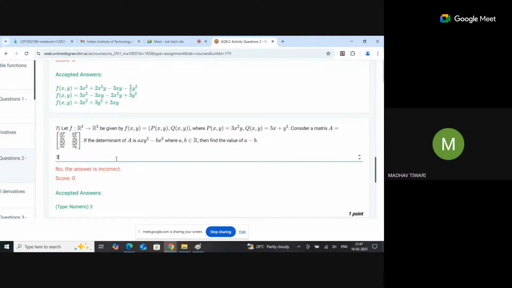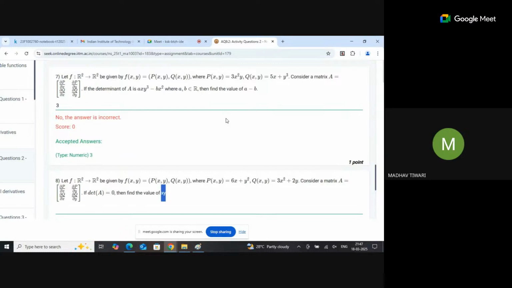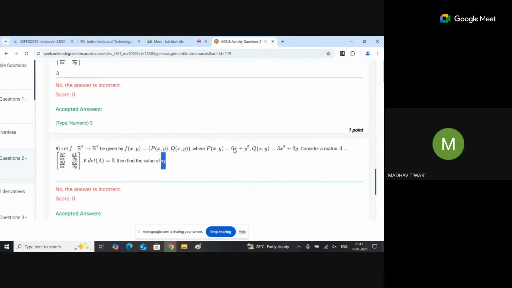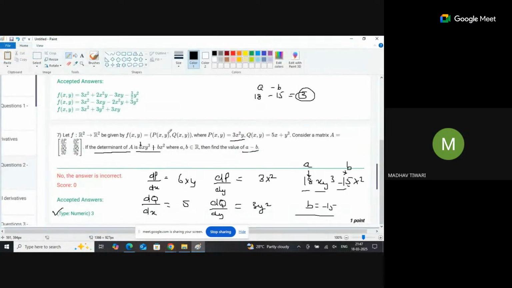So it will be 3. After that, I am given this, that if determinant of A is 0, then find the value of xy. Okay. The same functions these are, right? No, the functions are also changed. So let's take a screenshot of this.